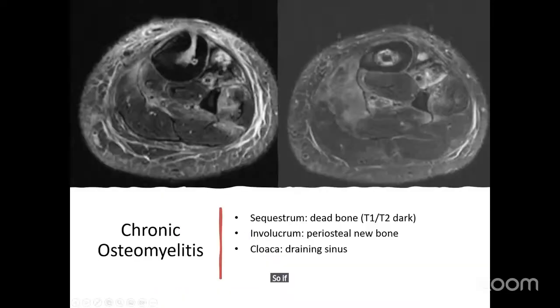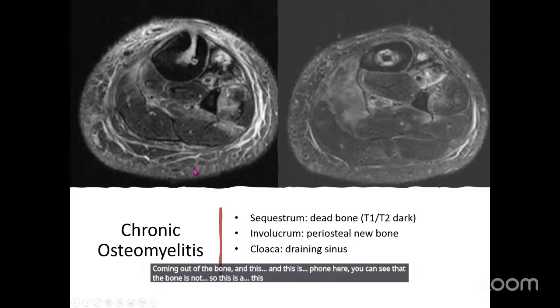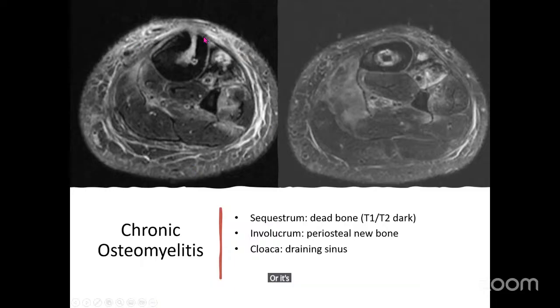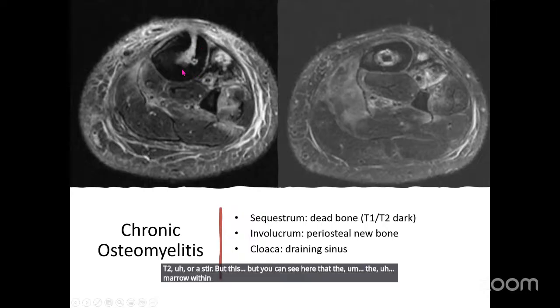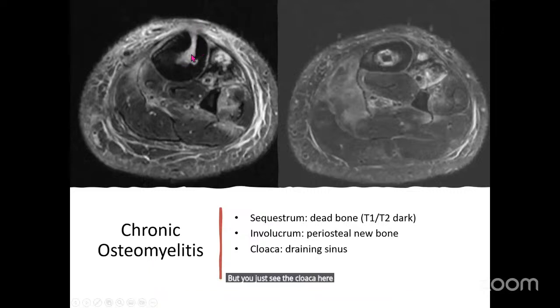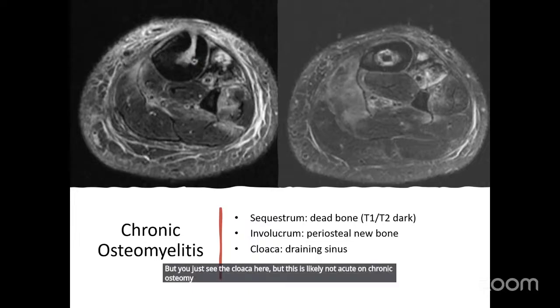So if we look on MRI, we can see similar findings. This picture was just to demonstrate the cloaca coming out of the bone, and this is bone here. So this is a T2 or a STIR, but you can see here that the marrow within this is pretty dark, which is normal for a T2 or STIR. So it's not currently infected. So this is a chronic osteo that you just see the cloaca here, but this is likely not acute on chronic osteomyelitis, which is why we do these studies to kind of see what's going on.